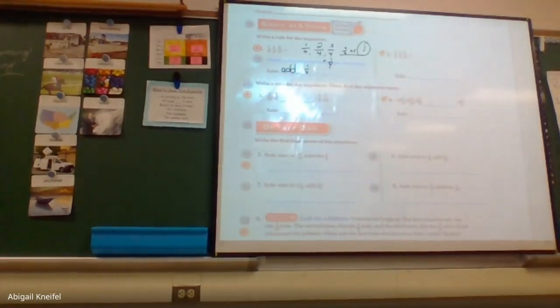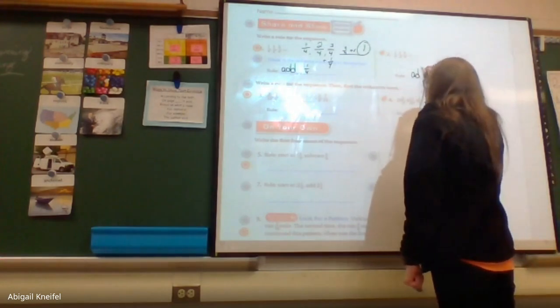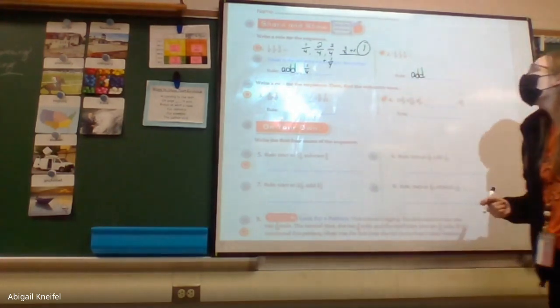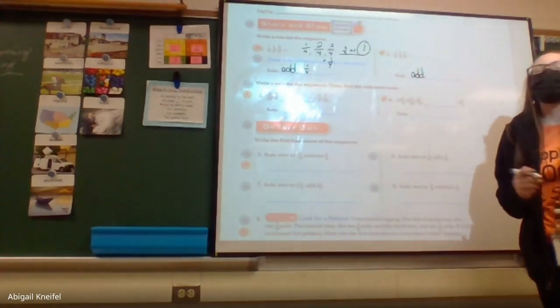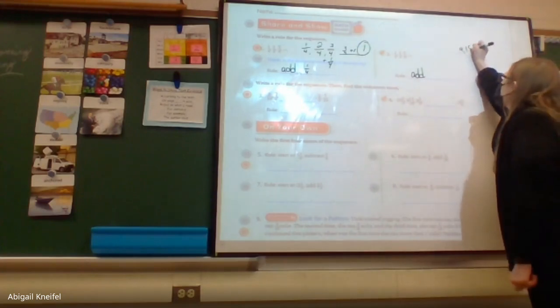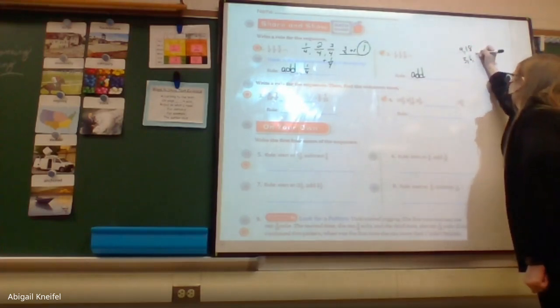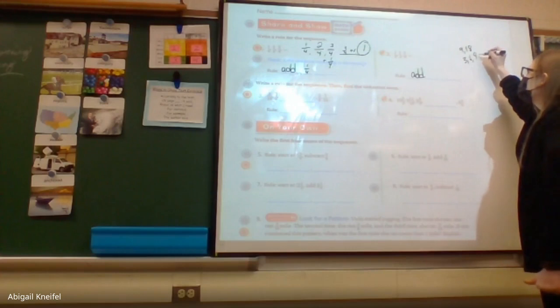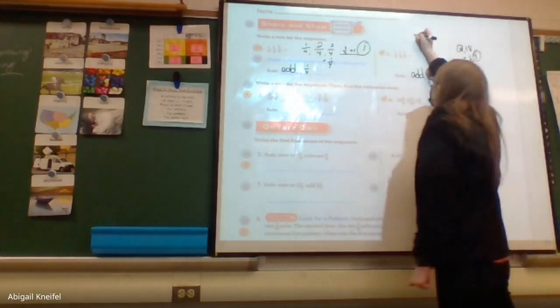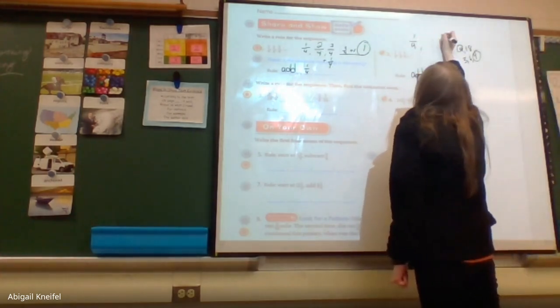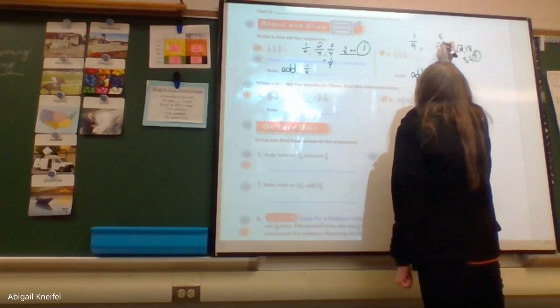Next one, we have 1/9, 1/3, 5/9. Are we getting bigger or are we getting smaller, Zuri? Bigger. Yeah, so we're going to be adding something. So I'm going to write add here so I know that for later. I need to find a common denominator between 9 and 3. 9, 18. 3, 6, 9. What's my common denominator? 9. So I do not even need to change 1/9 or 5/9. I need to change my middle one, though.